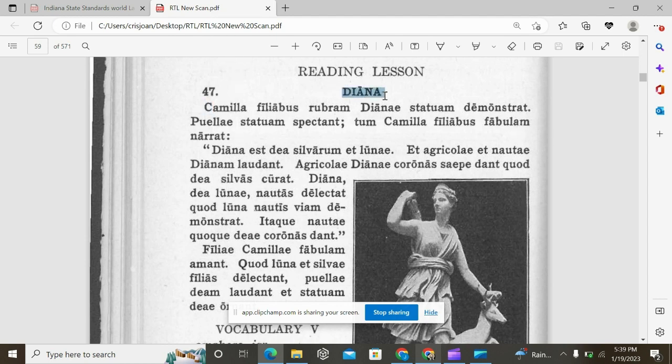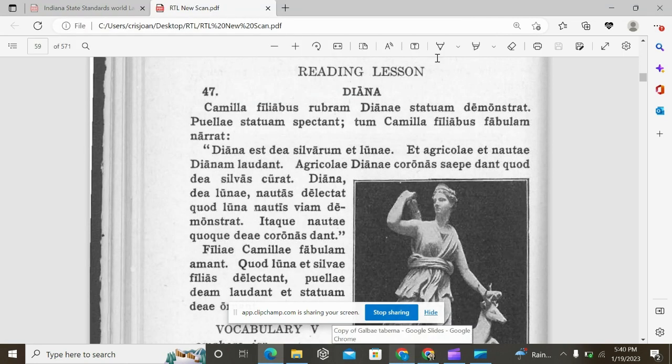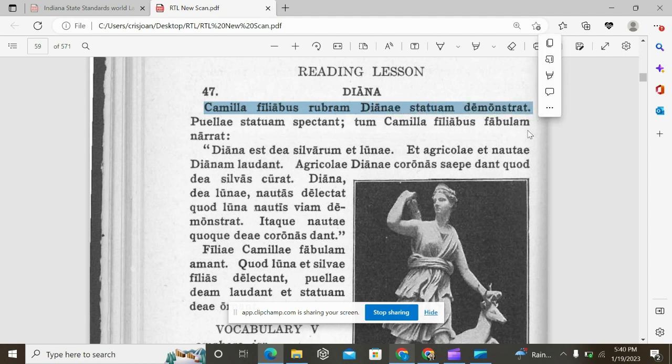The title, of course, is Diana, and it is referring back to the part of the Galba Taberna story where Camilla, one of the three women who frequents Galba's shop, comes in with her friends and decides to purchase a statue of the goddess Diana. So we're getting the sequel to that story. So here we go. Camilla filiabus rubram Dianae statuam demonstrat.